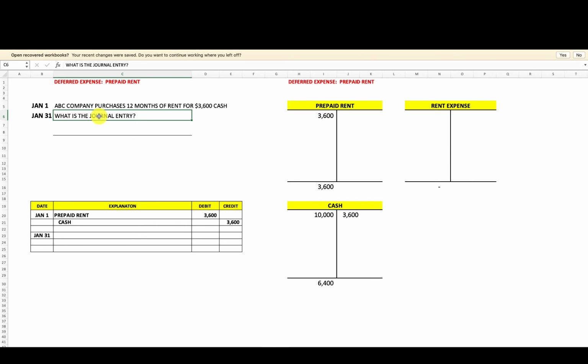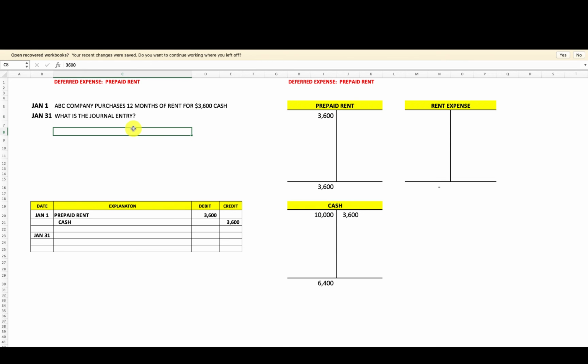So on January 31st, there is no cash entry. I am making an adjustment because I used up 1 month's worth of rent. If I look at my prepaid rent account on January 1st, it has a $3,600 balance. I get to January 31st, it still has a $3,600 balance, which represents 12 months worth of rent. Guess what? I don't have 12 months worth of rent anymore on January 31st. I have 11 months worth of rent, so I have to adjust this account. It has to come down to reflect that I used up 1 month's worth of rent.